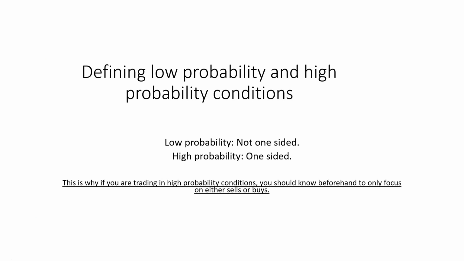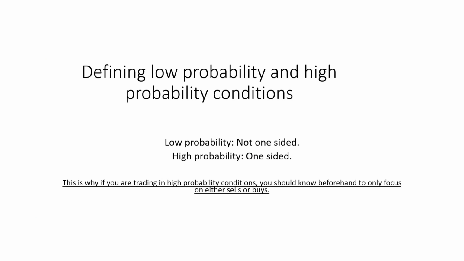Well, low probability is when price action is not one-sided, and high probability is when price action is one-sided. And what I mean by that, one-sided simply means that you can only make the case for buys or sells and not for both at the same time. Low probability means that if you're looking at price action, you can say, well, I can potentially see higher prices, but I can also see this scenario, so I can also see lower prices. That is low probability conditions.